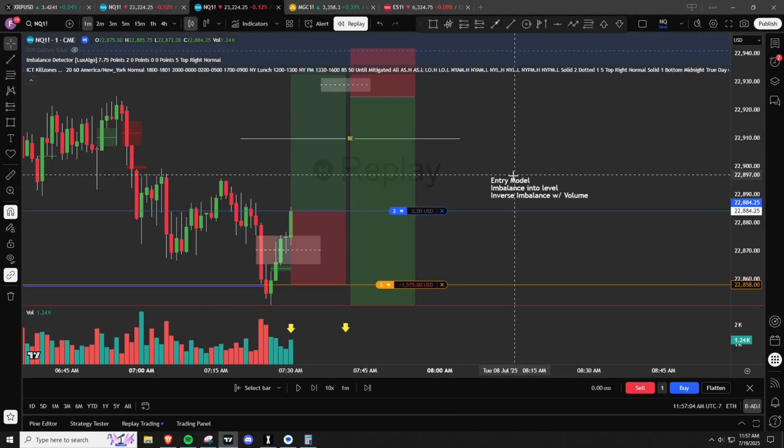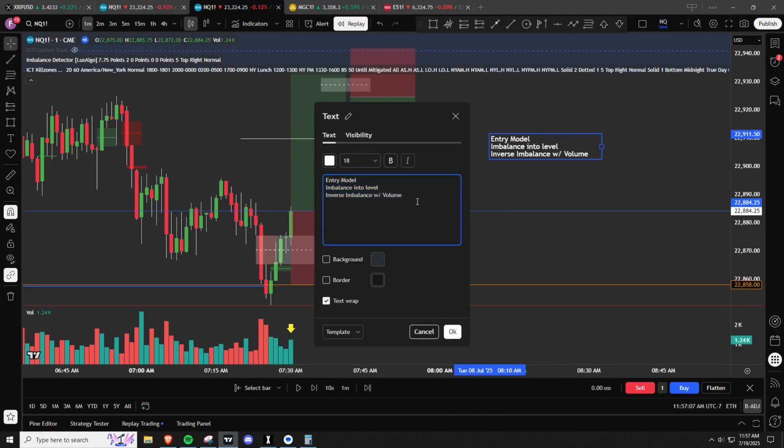So I have written down my entry model. Now I'm going to write down my break-even model. BE model is going to be the point of control within 2R of entry. And then my target is going to be the nearest swing at or beyond 2R, but not into a level.